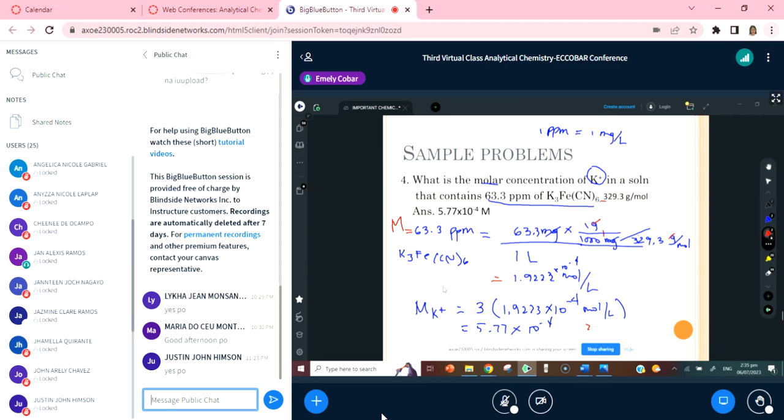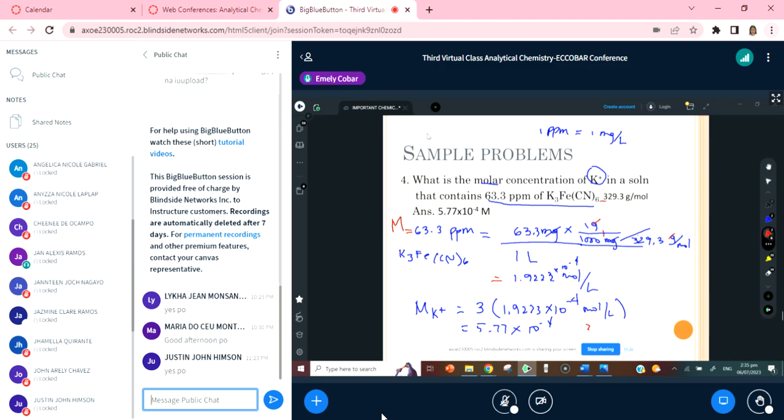Okay, class. One definition of ppm is this one: 1 ppm is equivalent to 1 milligram per liter. Di ba nung diniscuss natin kanina, no? Ano ba yung mga formula for ppm? One is mass of solute over mass of solution times 10 raised to the 6, or times 1 million. So that is concentration in ppm.